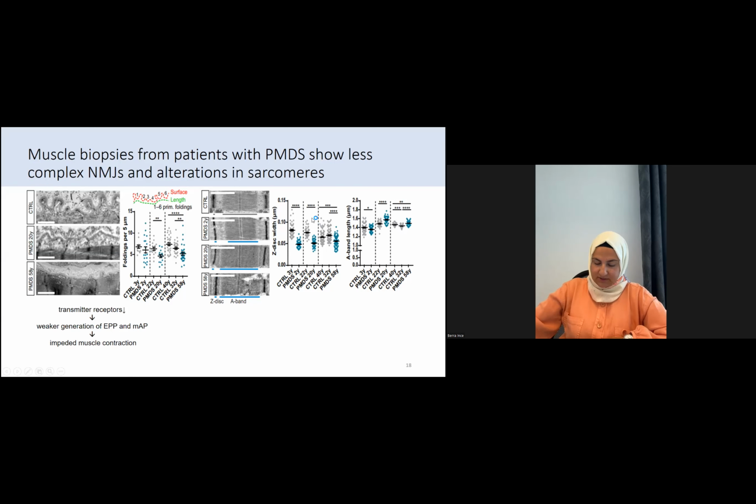Similar to mice, we also measured the Z disc width and the A-band. And the Z discs were smaller in all patients with PMDS. You can see it here. And in the biopsies, the A-band alterations demonstrated interesting dynamics as they were wider in young and adult patients, as observed in young mice.